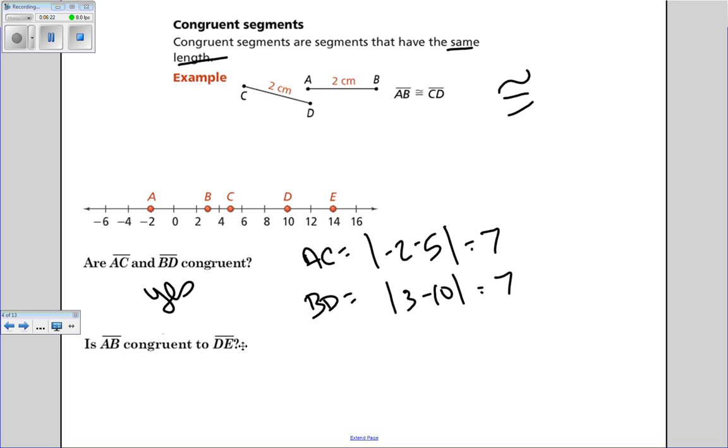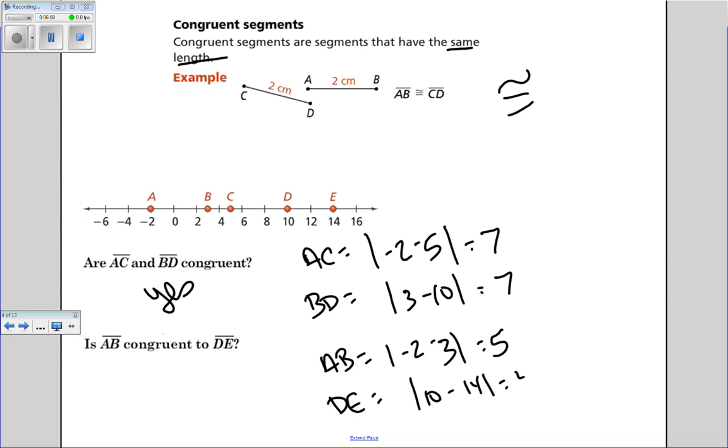What about, is segment AB congruent to segment DE? Let's look for the length of AB. It goes from -2 to B at 3. So -2 minus 3 is -5, so our length here is 5. And for DE, D is at 10, E is at 14. So 10 minus 14 is -4, so our length here is 4. Well, these don't have the same length. So are they congruent? No, they're not. So those are congruent segments. Awesome.